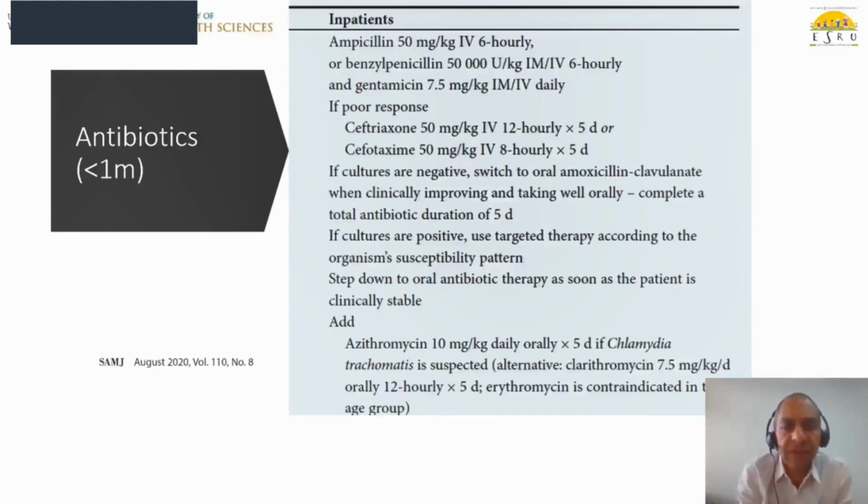And if cultures are negative and the child is improving clinically and taking well orally, we recommend a fairly rapid transition from parenteral to oral therapy, and in this setting to oral amoxicillin clavulanate, making up a total antibiotic duration of 5 days. If the cultures that are done are positive, then their results and susceptibility pattern can obviously be used to inform ongoing therapy, whether it's parenteral or oral.